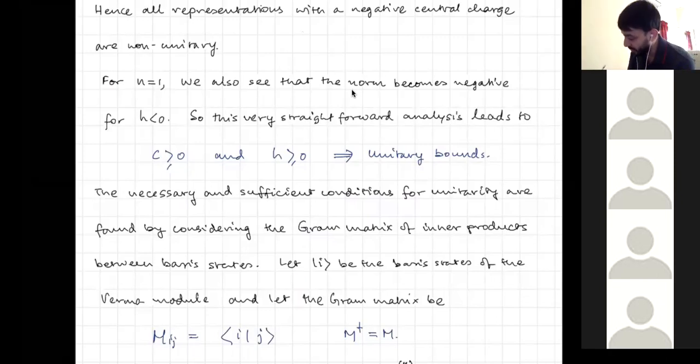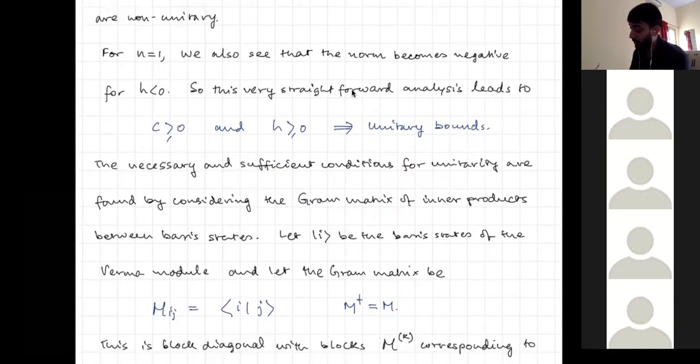The necessary and sufficient conditions for unitarity are found by looking at the Gram matrices, the inner products between the basis states of a particular Verma module. So let's do this. I will denote the basis states, and this Gram matrix we are going to denote by M. So Mij is this.